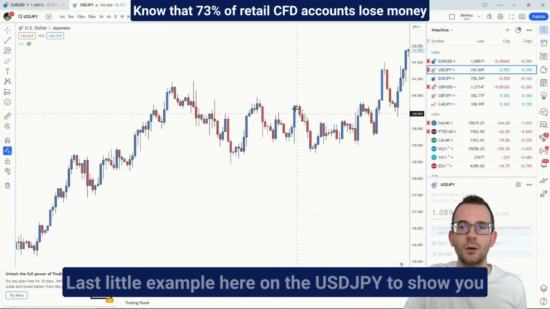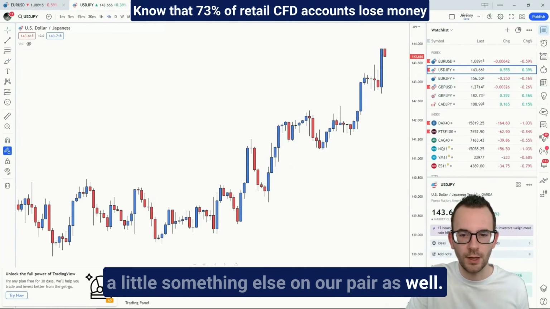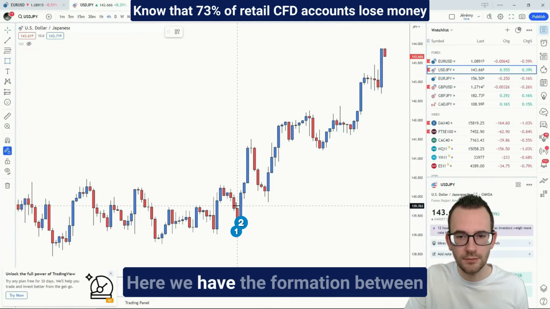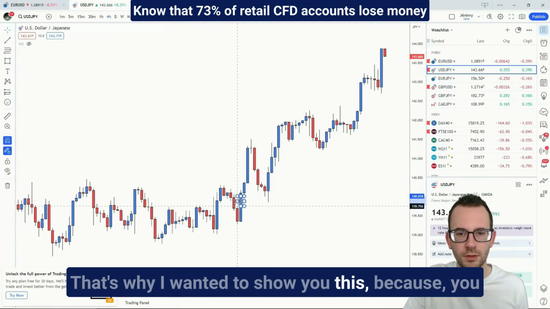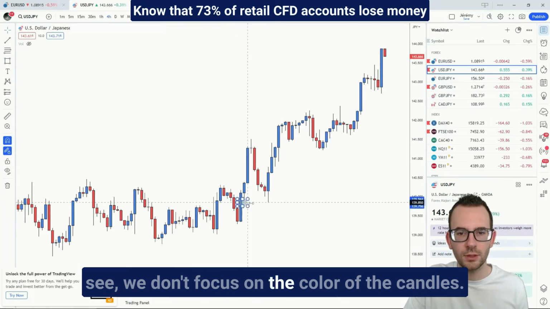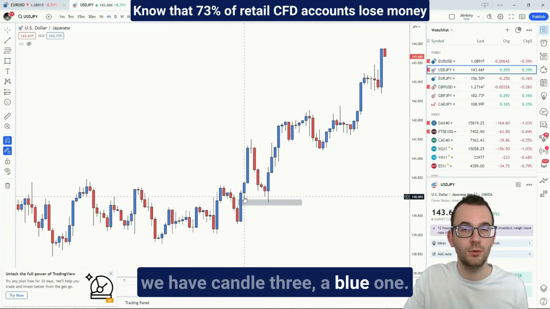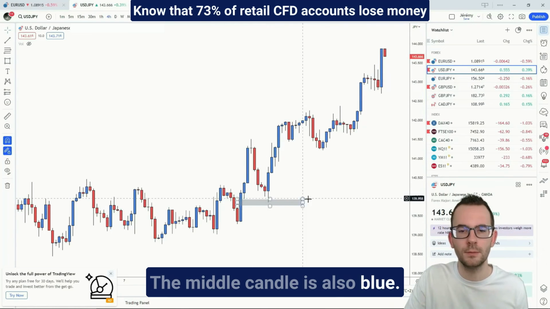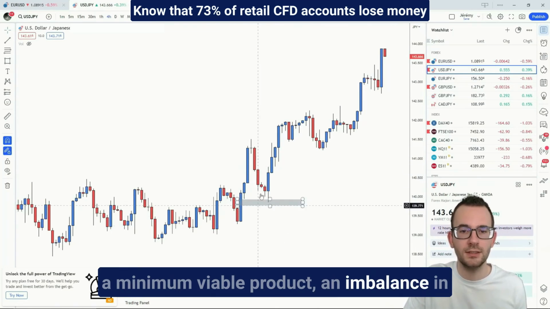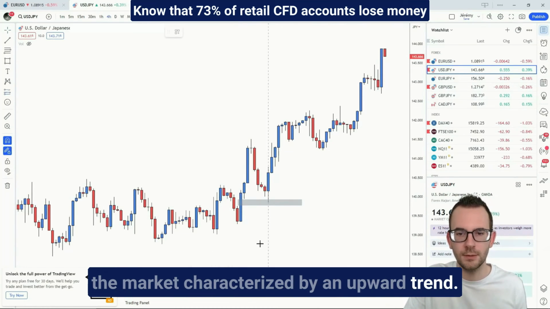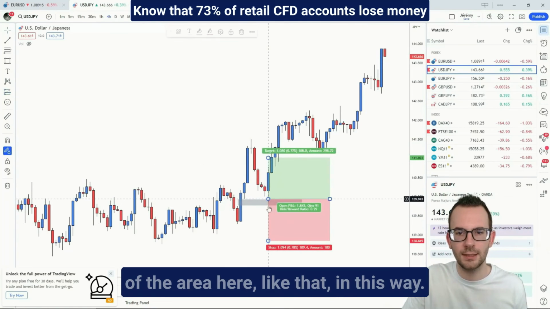Last little example here on the USDJPY to show you something else on another pair as well. Here we have the formation between this candle and that candle. That's why I wanted to show you this, because you see, we don't focus on the color of the candles. We have candle 1, a red one. We have candle 3, a blue one. The middle candle is also blue. So we have here the creation of an imbalance in a market characterized by an upward trend. And so we will rather wait for the retest of the area here, in this way.